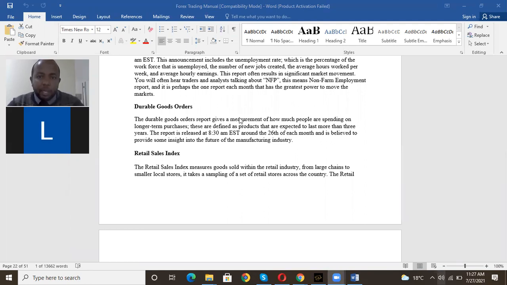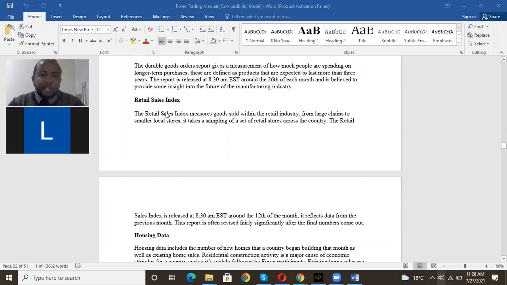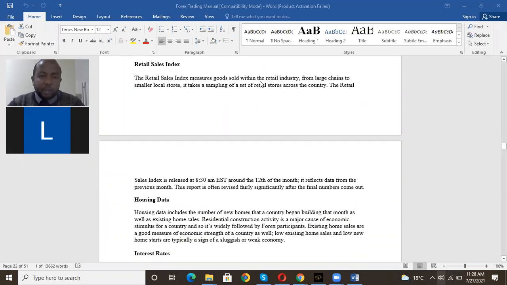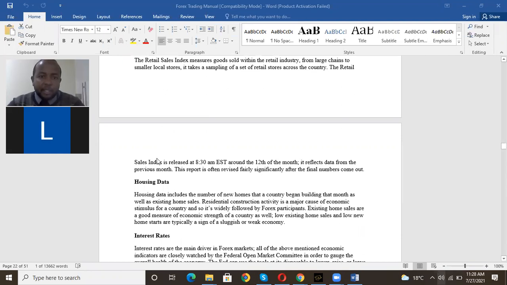So let's continue. I was at durable goods. Then we have retail sales. The retail sales index measures goods sold within the retail industry, from large chains to smaller local stores. It takes a sampling of a set of retail stores across the country. It is released at 8:30 EST around the 12th of the month and reflects data from the previous month. This report is often revised.